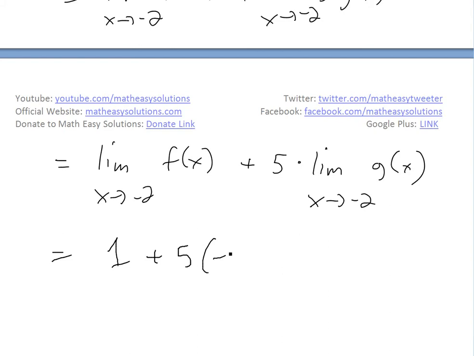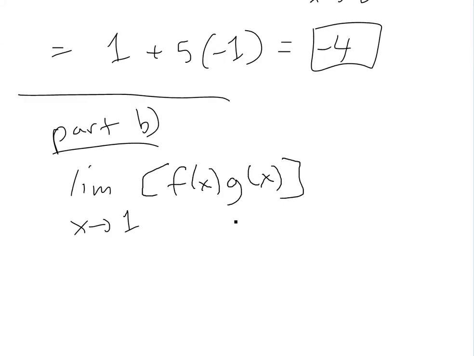This one is just -1. So add these up: 1 plus -5 is equal to -4, which is our answer. Okay, so now if we look at part B, which basically stated the limit as x approaches 1 of f of x times g of x.